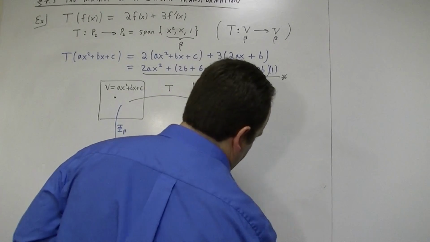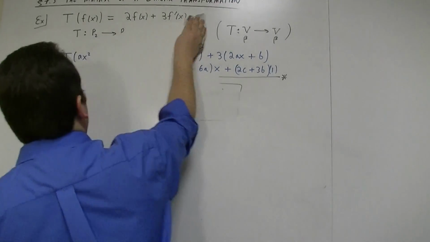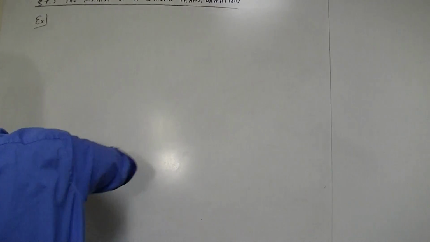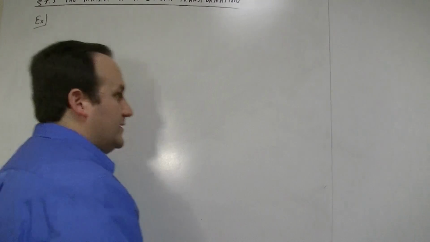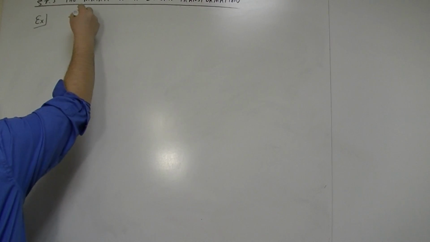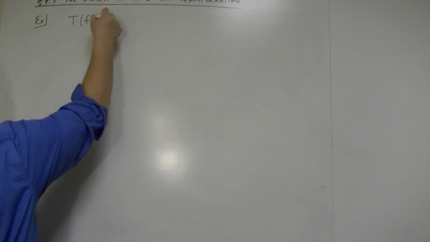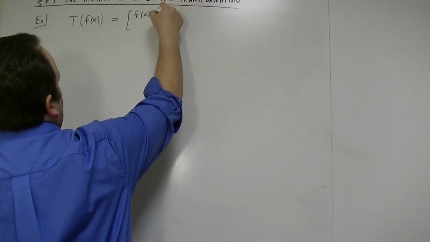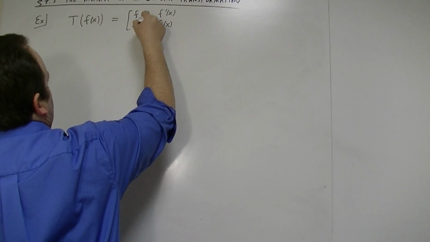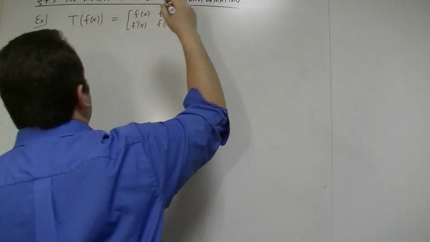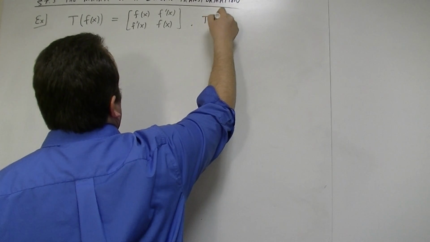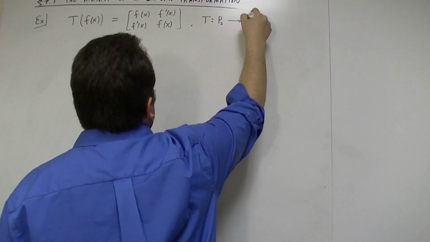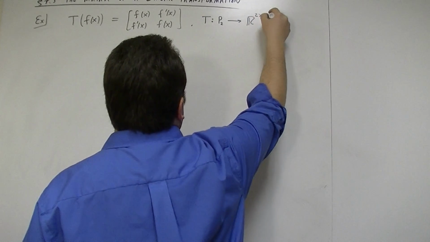This time I'll try to do something a little bit weirder, where we actually have a different domain and codomain. So let's take objects of entirely different type. Here's a good example. How about T of f of x is equal to f of x, f of x, f prime of x, f prime of x. T is a mapping from, let's say, P2 to R 2 by 2. And I'll use the usual bases.